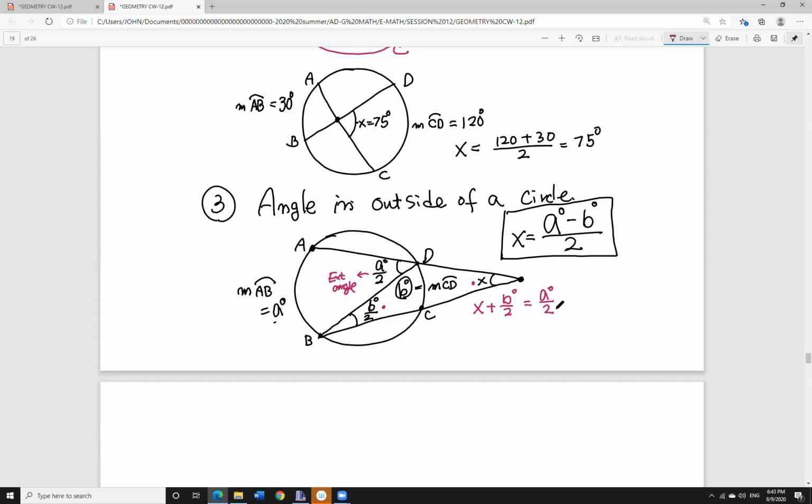Are you guys with me? Finally, x is how much? Minus B over 2. Finally, you got this one. X equals A degree over 2 minus B degree over 2. Simplify to A degree minus B degree over 2, isn't it? Can you see that over here?